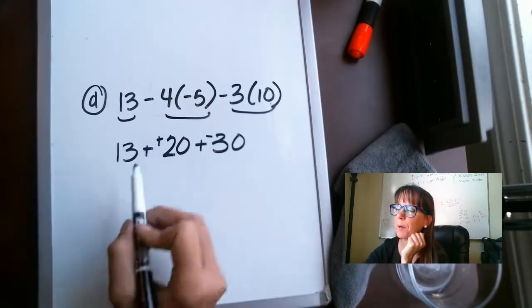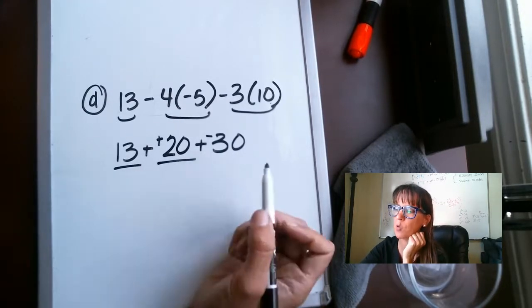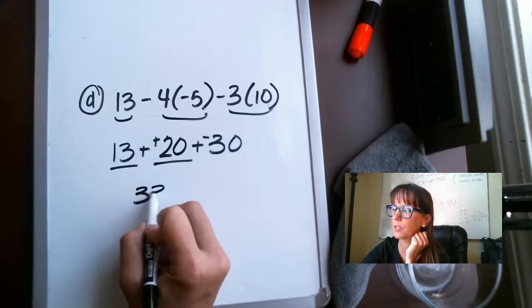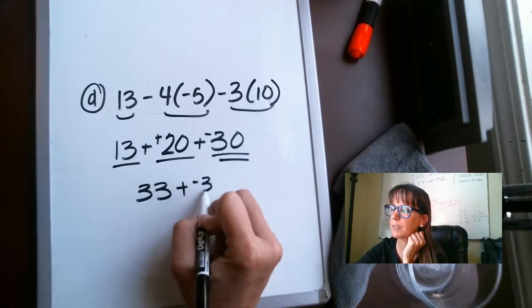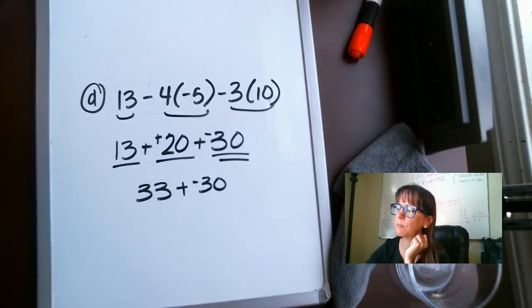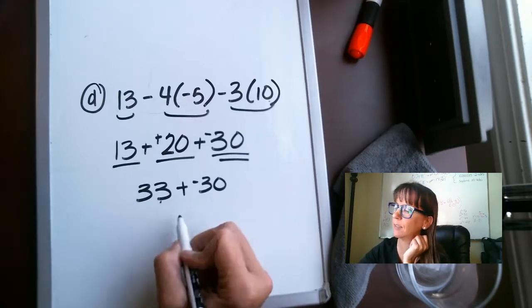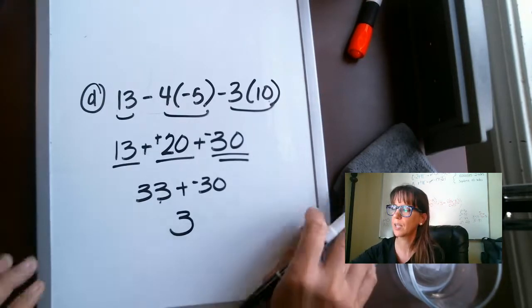All right, let's gather up our teams. We have positive 13, positive 20. That gives us positive 33. Plus, here's our negative team, negative 30. Which team is larger? Looks like the positive team. And by how many? 3.